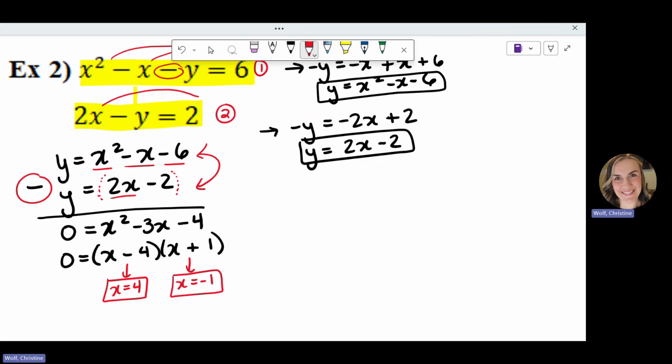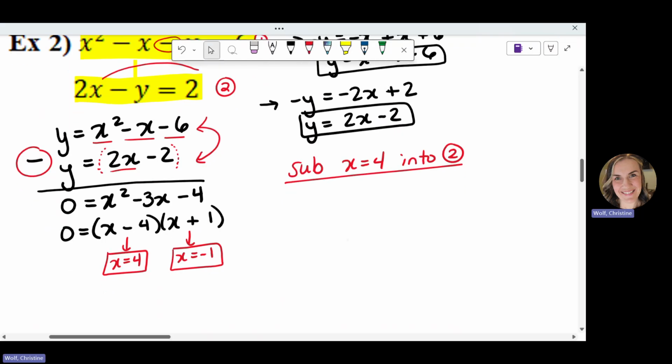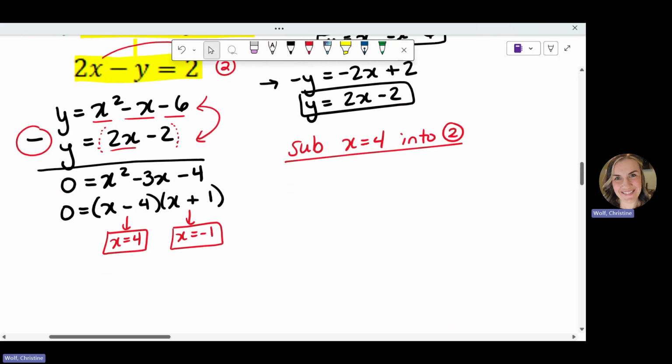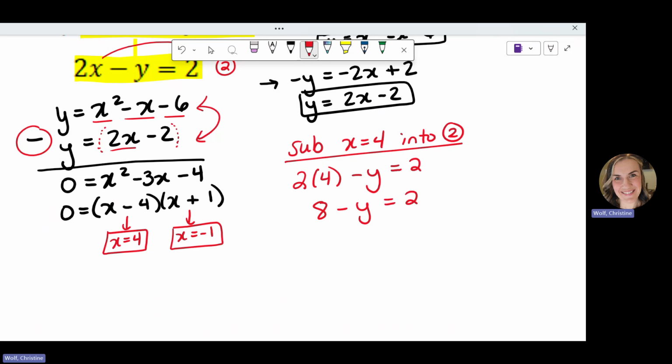So the first thing I'm going to do is I'm going to sub x equals 4, my first answer. I'll sub that into the one that looks easier again, so number 2 again. Okay, and I'm going to plug it into the original number 2, which means I have 2 times 4 minus y equals 2. I have 8 minus y equals 2.